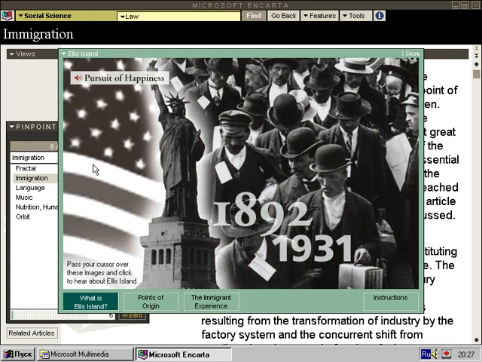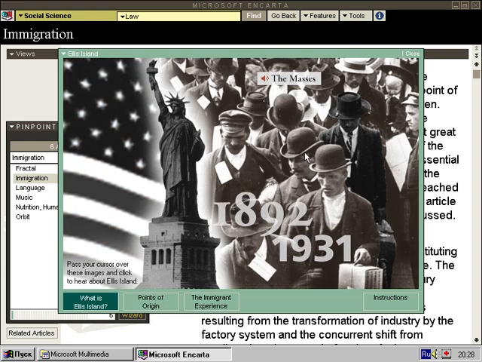The promise of religious and political freedom and hopes of economic opportunity attracted immigrants to America. After arriving in New York Harbor, many immigrants traveled to points across the United States. However, most settled in the rapidly growing industrial areas of the Northeast and Midwest.